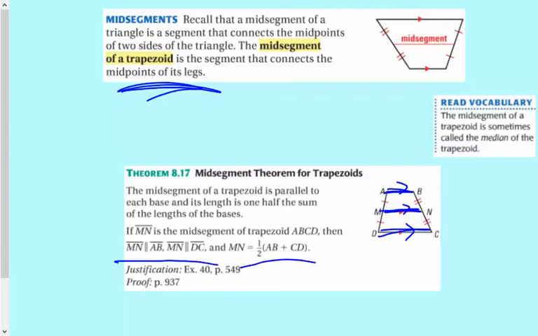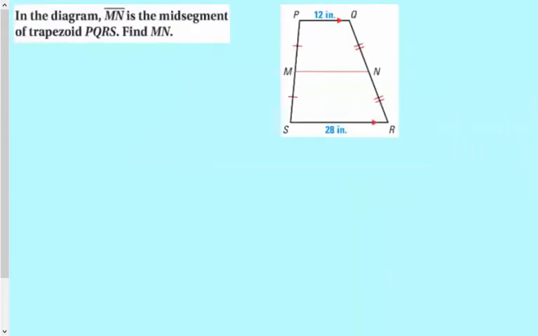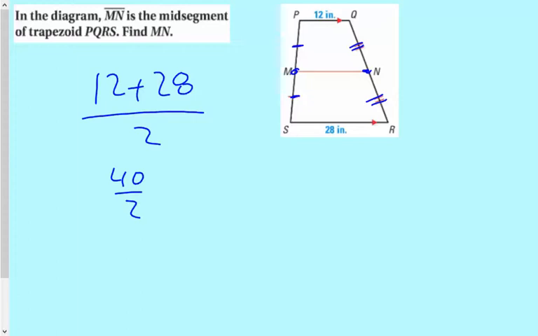And just for your own, maybe you want to throw this in your notes. The mid-segment of a trapezoid is sometimes called the median of a trapezoid. So I just threw that on there for you guys. Okay, so if you have the mid-segment here, and you know it's the mid-segment here because this is the midpoint, and this is the midpoint there. So we have 12 plus 28 divided by 2. So 40 divided by 2, that'd be 20.